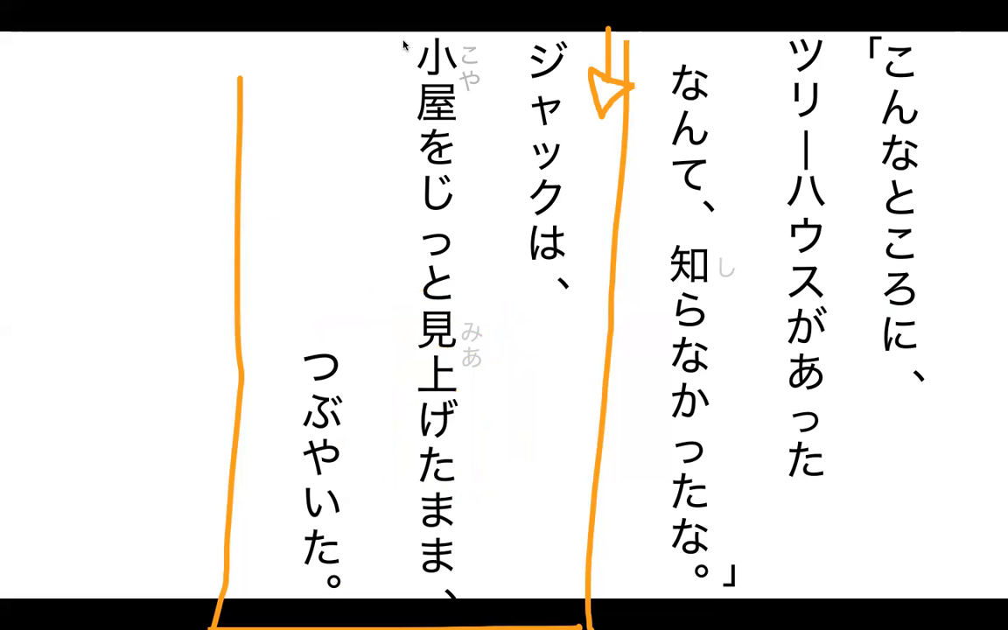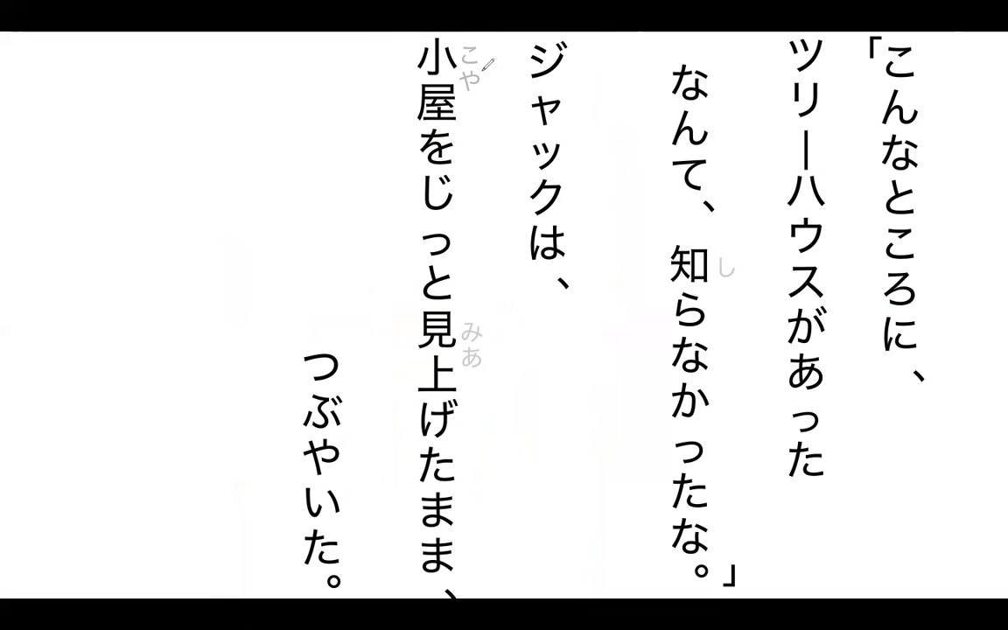Looked up. And what did he look at? He looked at koya. Yes. And who's looking at the koya? Jack. And in what way did he look at it? Jitto. Yeah. What this kind of just means is like you're staring without blinking almost, like you're maintaining a very fixed eye contact, just staring at it. It just means maintaining eye contact.